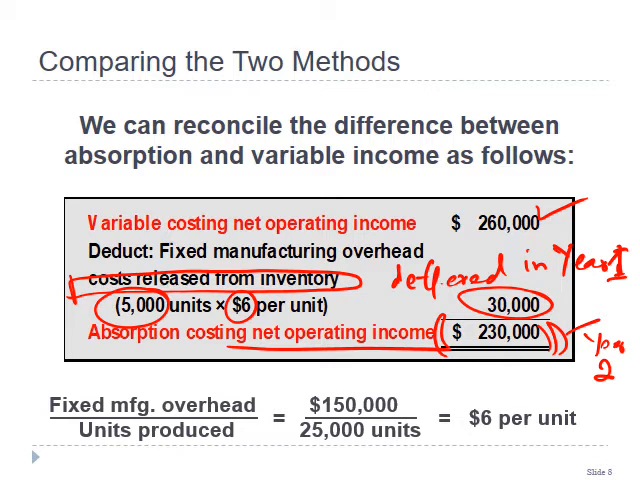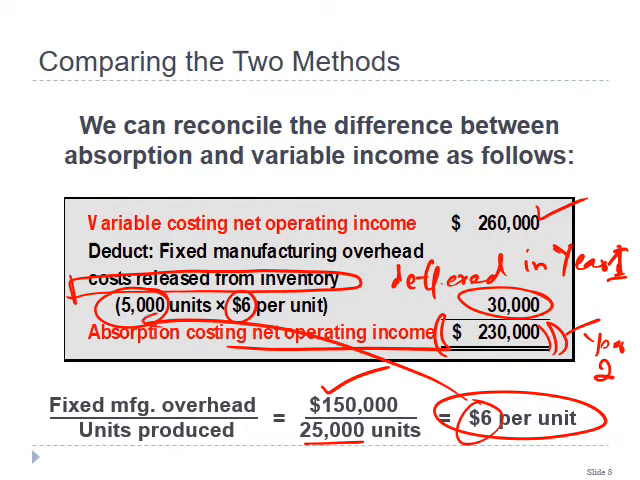So you can also find out the fixed overhead per unit. The fixed overhead 150,000 divided by units produced 25,000, the answer is 6. 6 multiplied by 5,000, the answer is 30,000. So that 30,000 is deferred from the ending inventory in year 1, which is the beginning inventory of year 2. So that fixed part, if you deduct it from variable costing, equals the absorption costing net operating income. I hope you understand that.